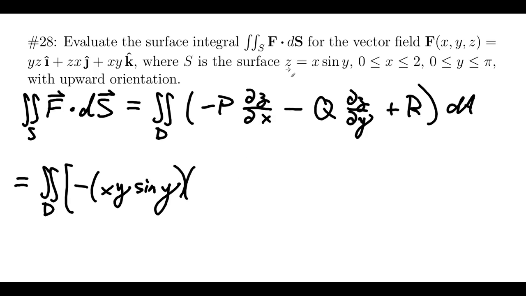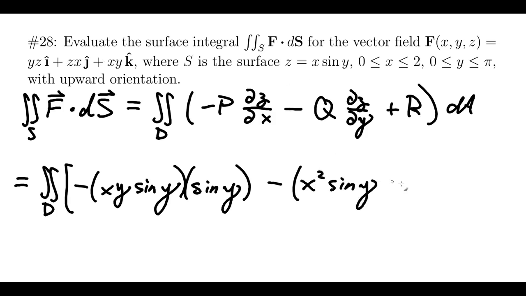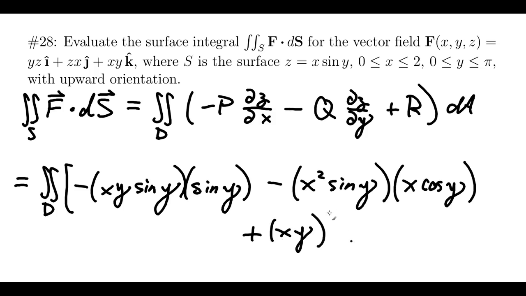Now we have the partial of Z by X. So we look at Z and take the partial derivative with respect to X. Sine Y is constant, so that's what we're left with. Minus Q. Q is Z times X. Again, Z is X sine Y, so multiplying by X, we get X squared sine Y. There's Q. The partial of Z by Y: X is constant, so we differentiate sine Y and end up with X cosine Y. And then we have plus R. R is simply XY. And we have all of that dA.